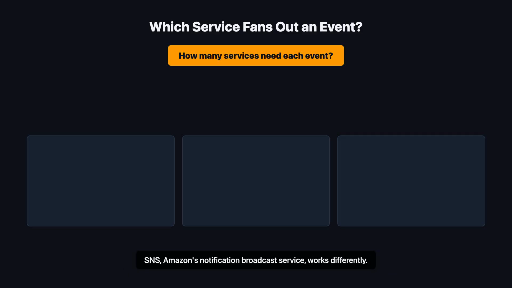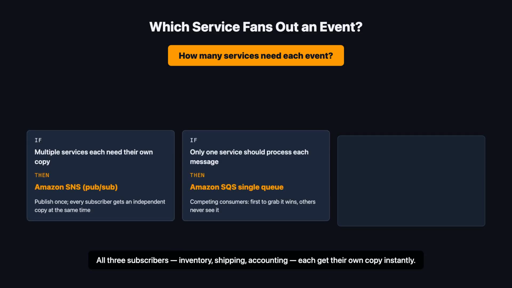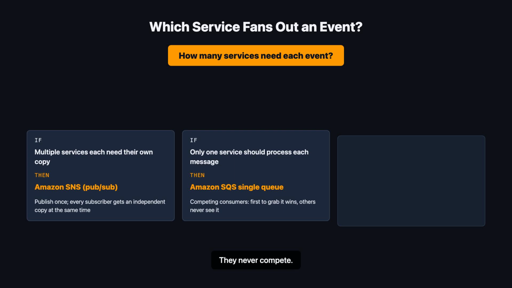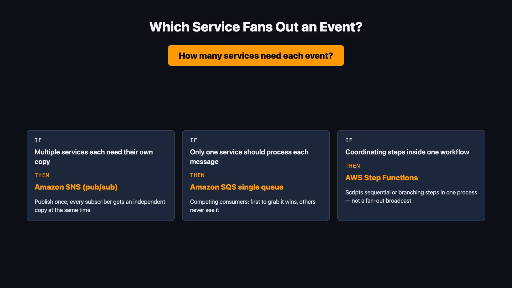SNS, Amazon's notification broadcast service, works differently. You publish one event to an SNS topic. All 3 subscribers, inventory, shipping, accounting, each get their own copy instantly. They never compete. Step Functions is a workflow engine. It scripts steps inside one process, not a broadcast. When one event must reach several services simultaneously, SNS wins.